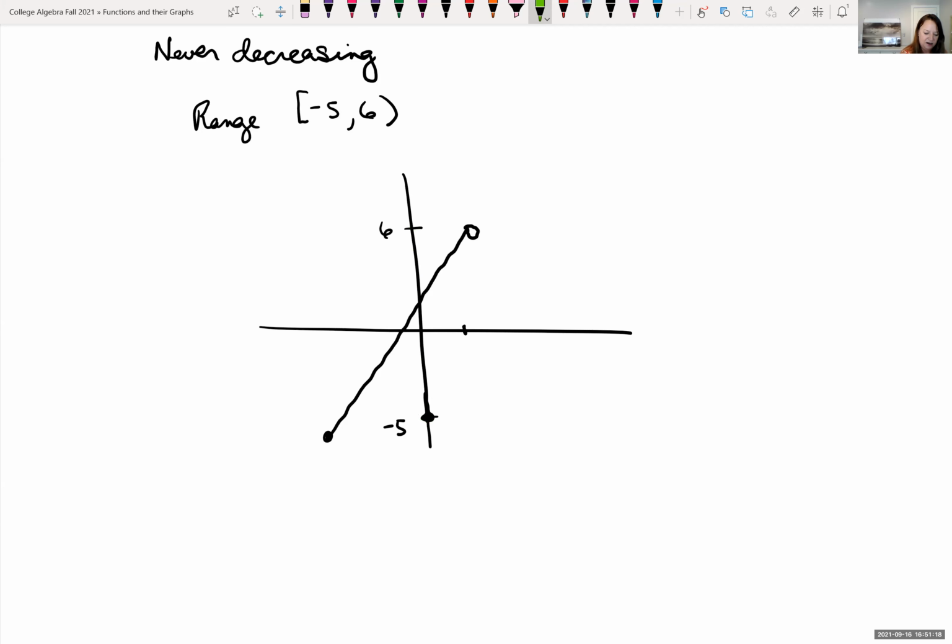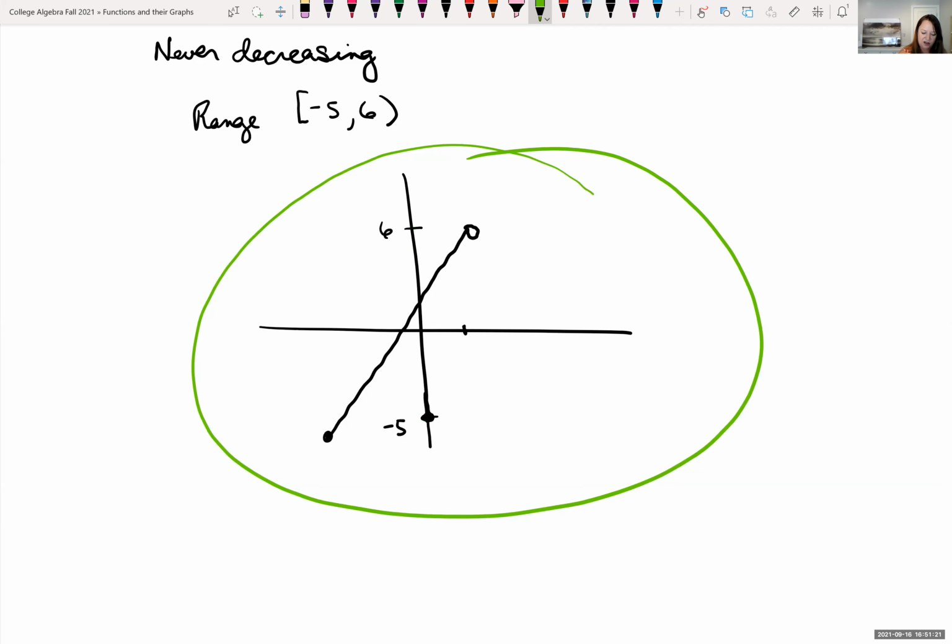What I had pictured here is something that could work. This is increasing, never decreasing. It didn't tell me what my domain was, so I could start anywhere. So this could have started at -3 and stopped at x = 2. And this would hit all my y values between -5 and up to 6, but not including 6. So this is one example that would work.